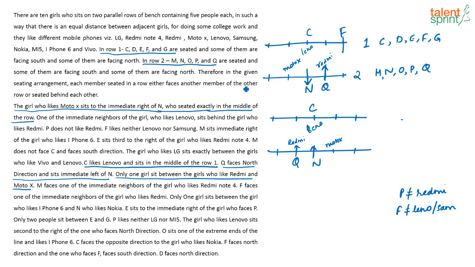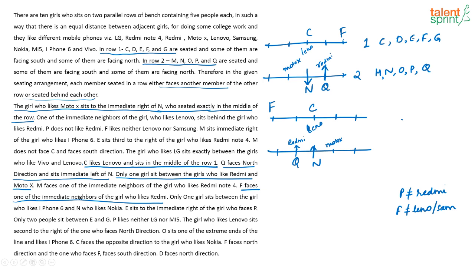See, it is also given here that in the given seating arrangement, each member is seated in a row, either faces another member of the row or is seated behind each other. So what does this mean? Here it is given F faces one of the immediate neighbors of the girl who likes Redmi. Okay, here F is here. Let us just keep that there. Now if this was the case, where will F be? So Redmi is here, so F has to be here, correct? F has to be here.